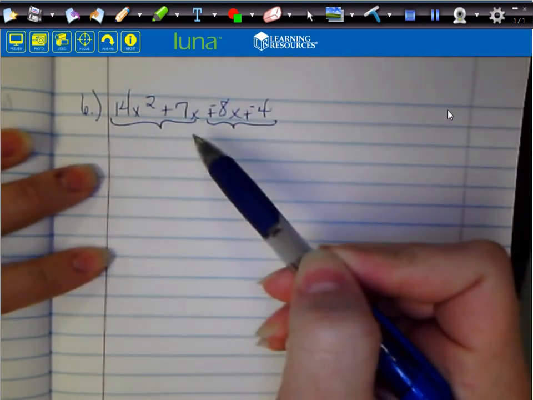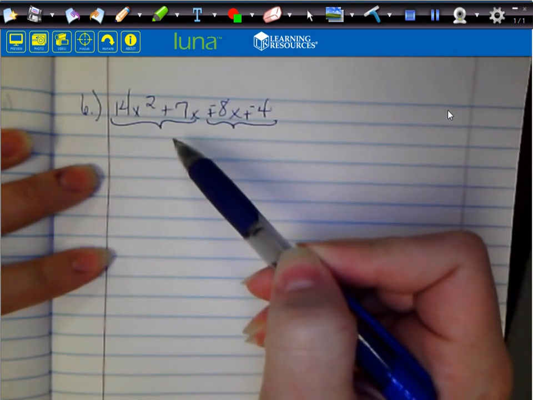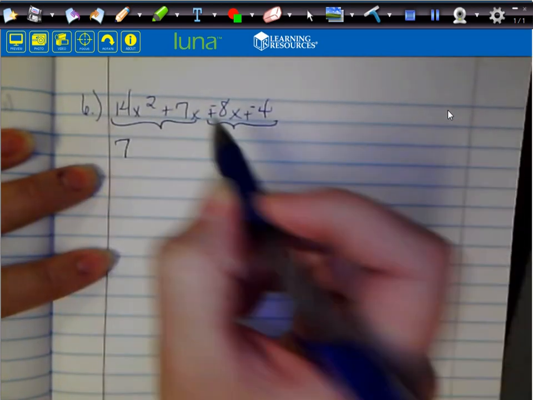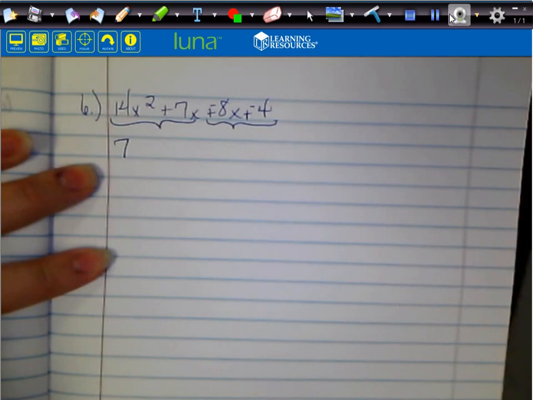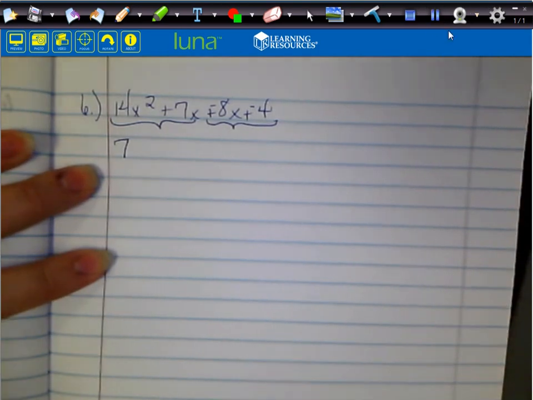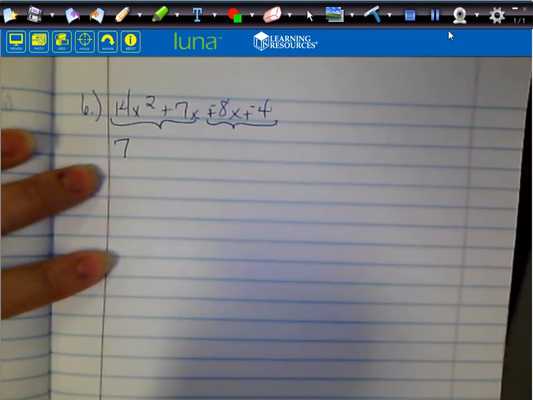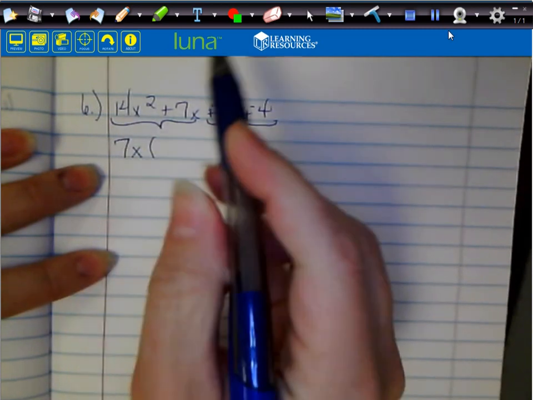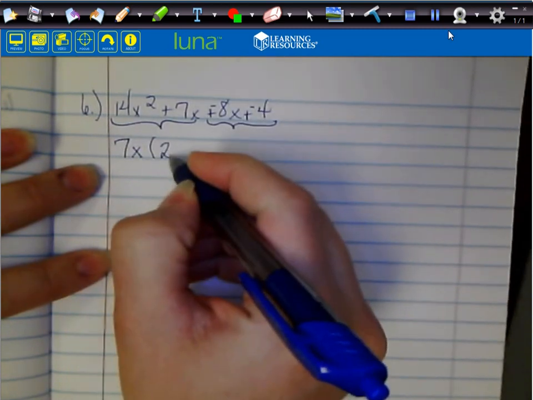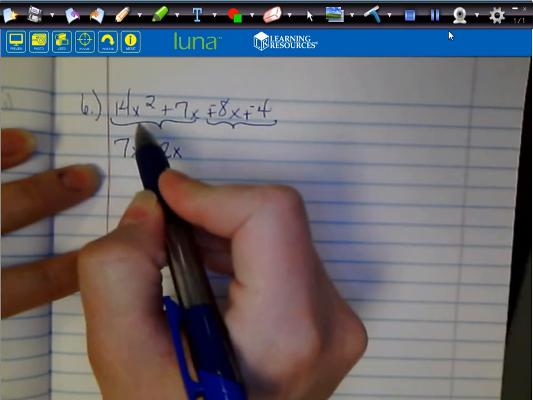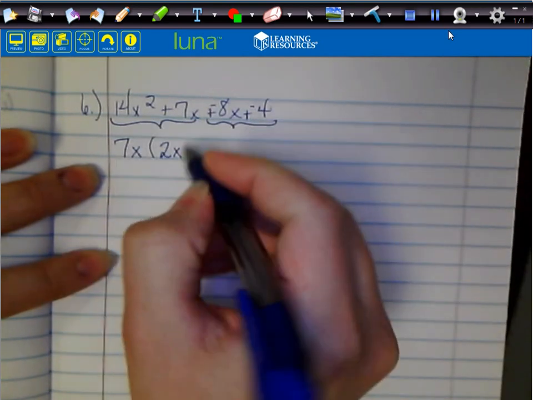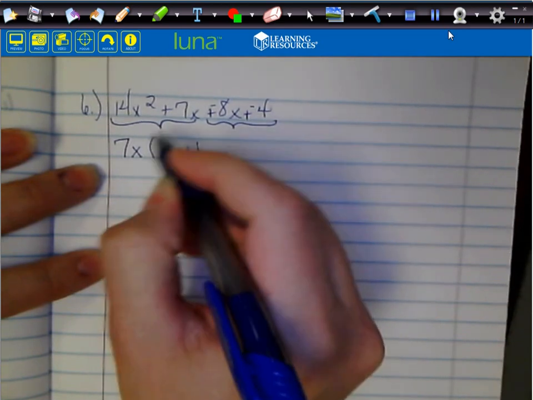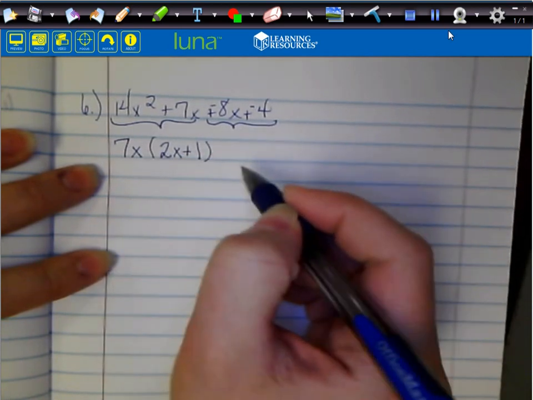14 and 7, if I look at my factor sheet, it's going to show me that my greatest common factor between the two is the number 7. So I'm going to pull out a 7 here, and then here I have 2 x's with 14. So my 14 has 2 x's and my 7 has 1 x, so I'm going to factor out an x here. And then in my parentheses, I'm going to say 14 divided by 7 gives me 2, x squared divided by x gives me x. And then 7 divided by 7 gives me 1. So I'm going to write that as 2x plus 1.